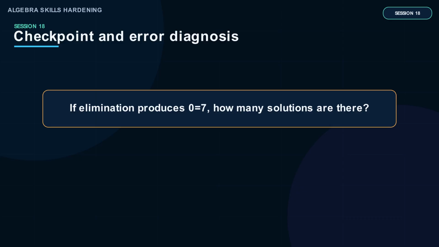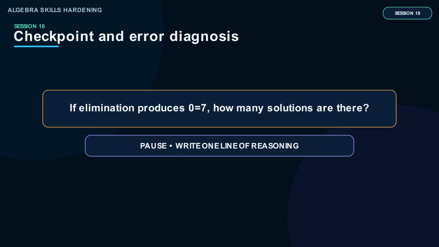Try this checkpoint without copying the example. If elimination produces 0 = 7, how many solutions are there? Decide which mathematical fact controls the answer. Write one line of reasoning before you commit. A visible decision is easier to inspect and correct.